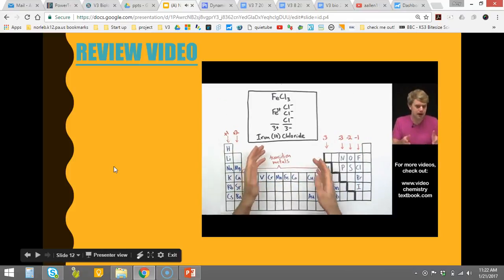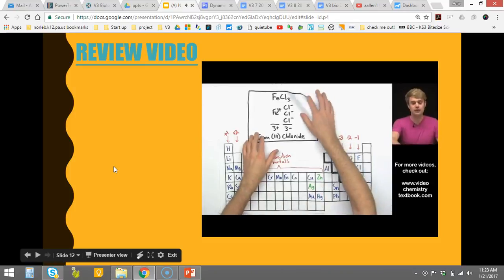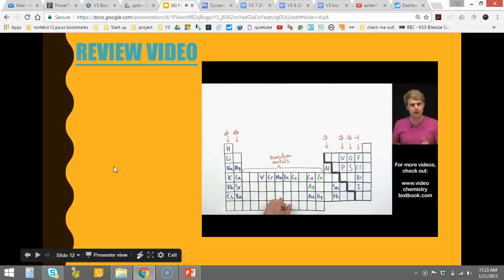Now we have to use this method of working backwards in order to name compounds that contain most transition metals. And we also have to use this method to name compounds that contain metals like tin or lead that are able to make more than 1 type of ion. But there are 2 important exceptions that I need to tell you about. And these are silver, Ag, and zinc, Zn. Even though these 2 elements are transition metals, they're only able to make 1 type of ion.